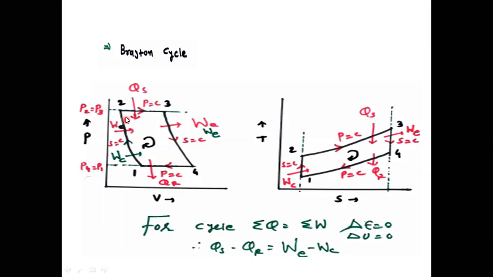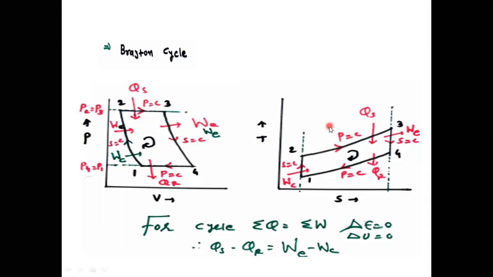So again, 1 to 2 is a reversible isentropic and compression process, that means reversible adiabatic compression process, and WC, compression work, is done on the cycle. 2 to 3 is a reversible isobaric process, that is why you can see here P2 is equal to P3. Isobaric means pressure constant, that is why I can write P2 is equal to P3.